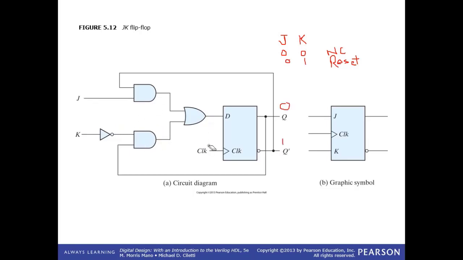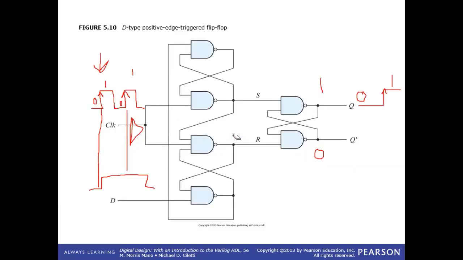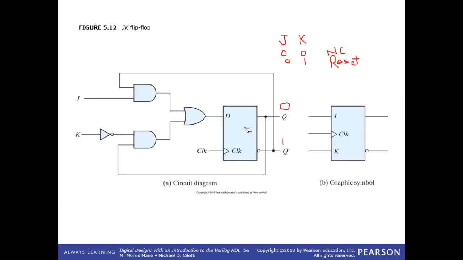Sir, how is Q bar 1? Because Q bar is just going to be equal to the opposite, if we remember the D flip-flop from this slide. Okay.